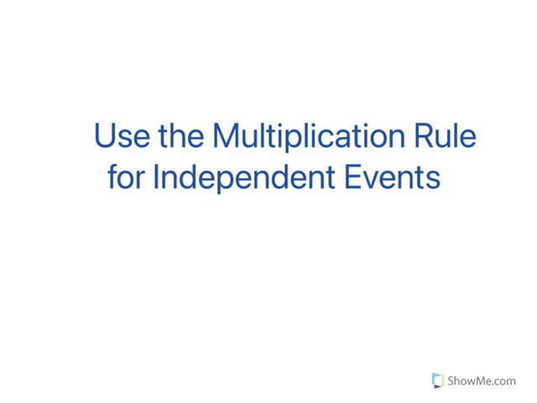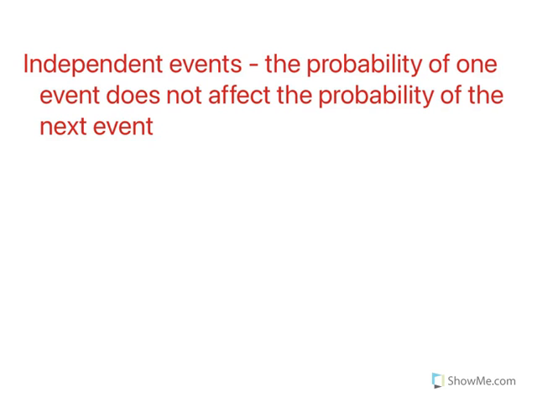Let's use the multiplication rule for independent events. Well, what is an independent event? We're really thinking of having two events. If we have event A and event B, it simply means that the probability of one event does not affect the probability of the next event.